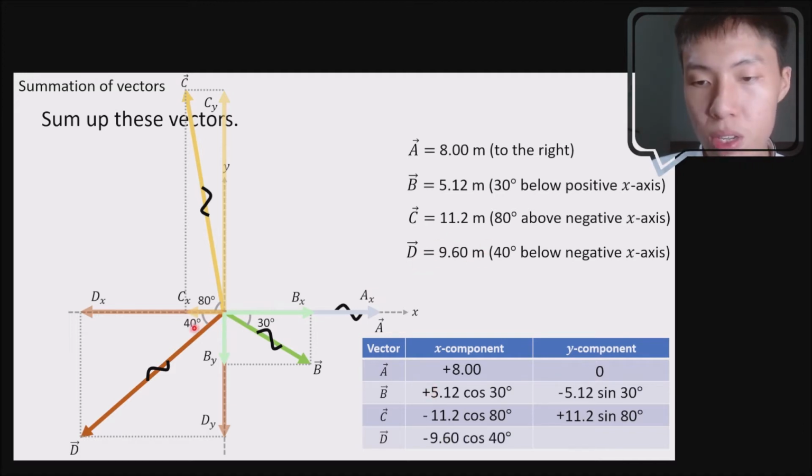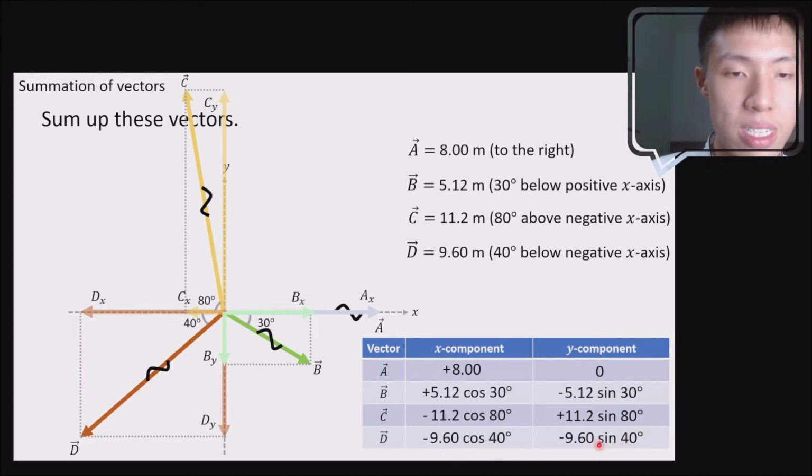For the y component, it is pointing in the negative y direction, so negative. Then bring in 9.60. Since this Dy, you can think of it as over here, it's the opposite side of the triangle, opposite, sine. So 9.60 sine 40 degree.